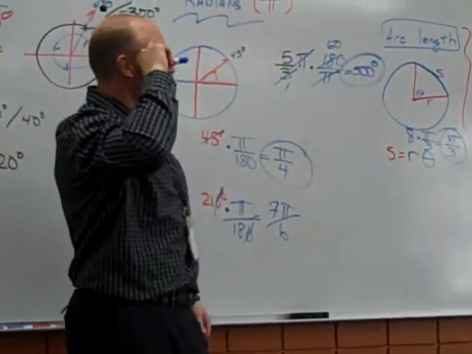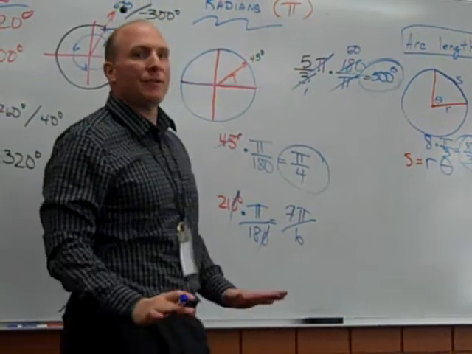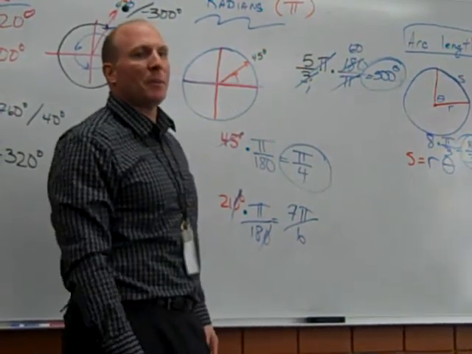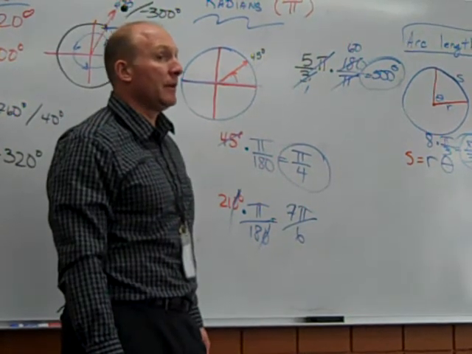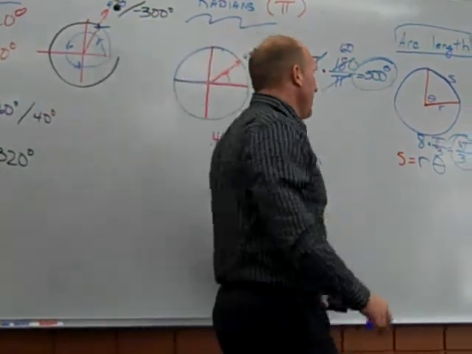Why do we have this? Last year you found distance around parts of a circle and you used these proportions. You guys spent a lot of time doing it. It took a long time. I'm going to show you a shortcut that takes 38 seconds.